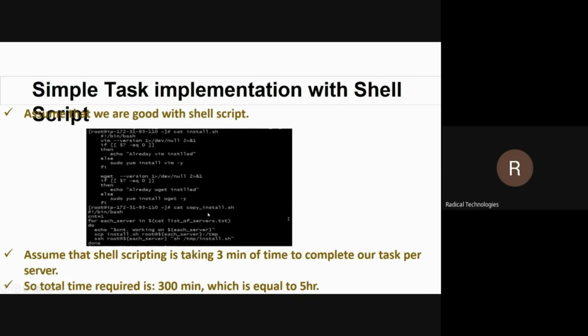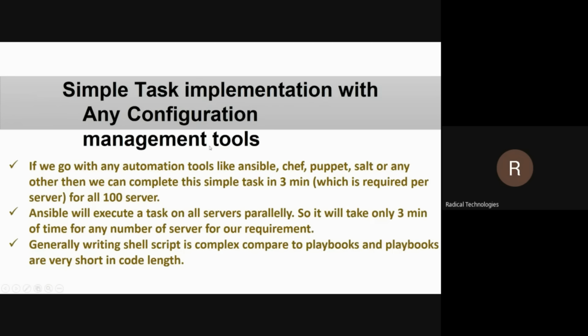Okay, let's say you decided on a configuration management tool. So you decided that no, I will go with Ansible. Because there are many configuration management tools like Ansible, Chef, Puppet, Salt. But you decided that no, I will go with Ansible. And you need to perform this task on 100 servers. So on one server it takes 3 minutes of time. So guys, for 100 servers also, it will take only 3 minutes of time. Why? Because Ansible will work in parallel. Clear guys?